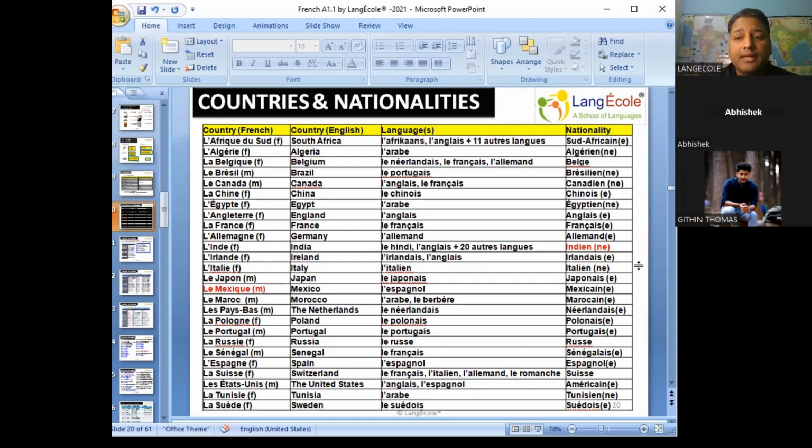There are some countries which are masculine also. Mostly the names don't end with E. Okay, and there are two countries which are plural also. Any guess which those two will be?